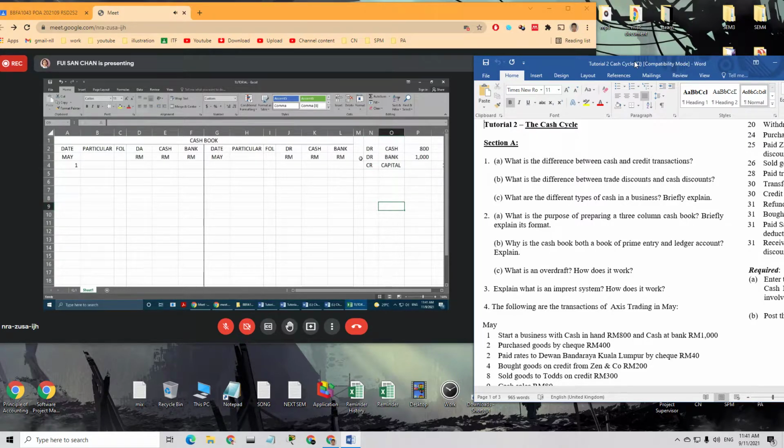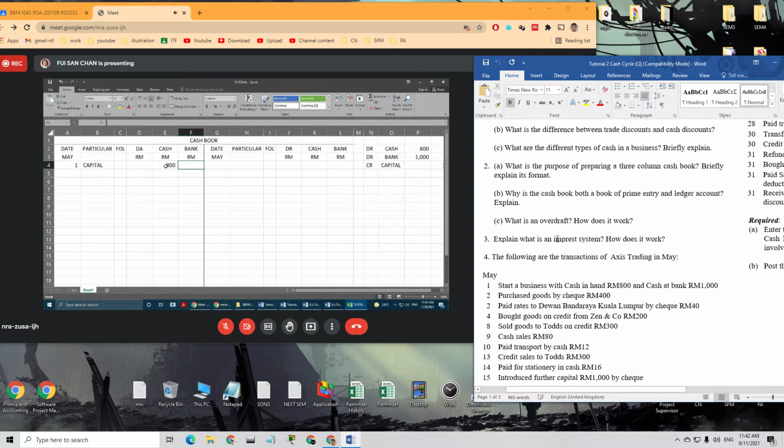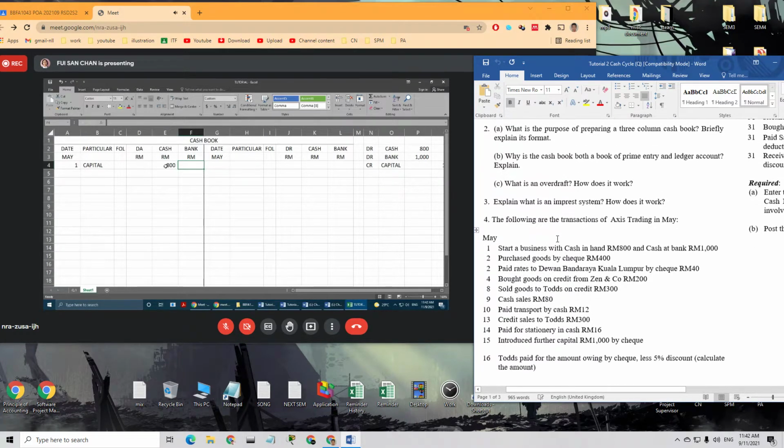So here you already said, right? So you put your number here. Here is capital. So you put your particular, you put capital. So meaning you're telling people that I received cash 800. You're basically telling people that we received 800 cash for capital and we also received 1,000 in bank.